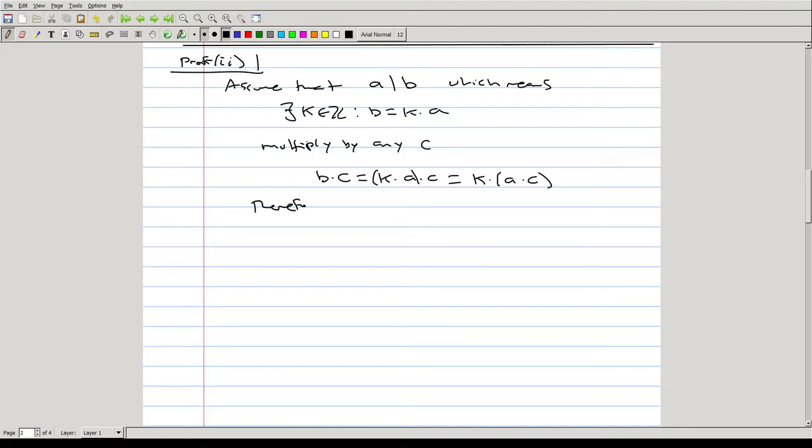Therefore, A times C divides B times C. And we're done with the proof.